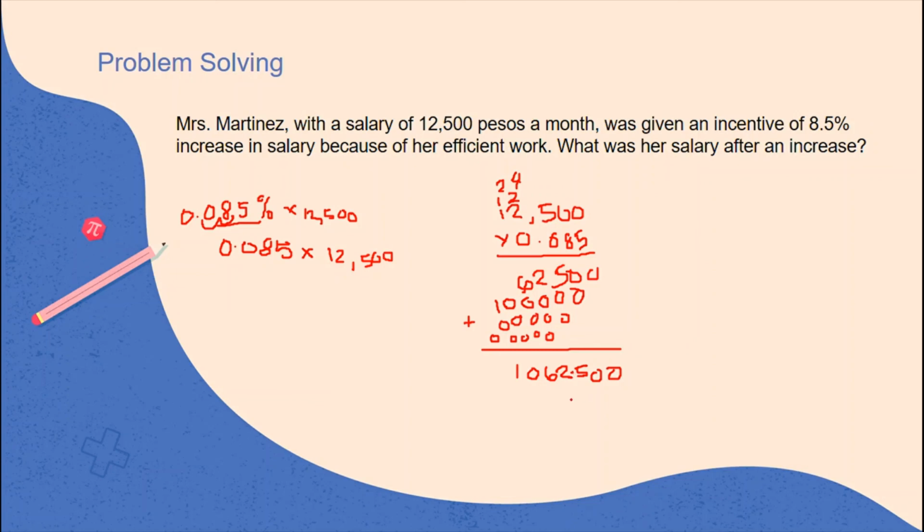So it means to say, what is now the increase of Mrs. Martinez because of her incentive, which is the 8.5%? The increase is 1,062 pesos and 50 centavos. So it means to say, Mrs. Martinez got an incentive of 1,062 pesos and 50 centavos from her salary because of her efficient work.